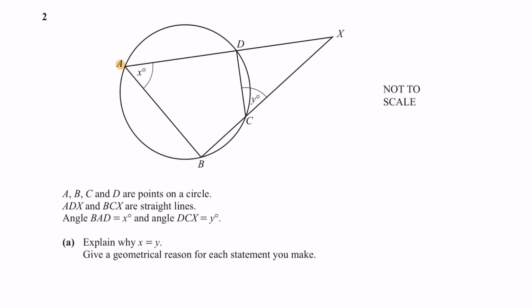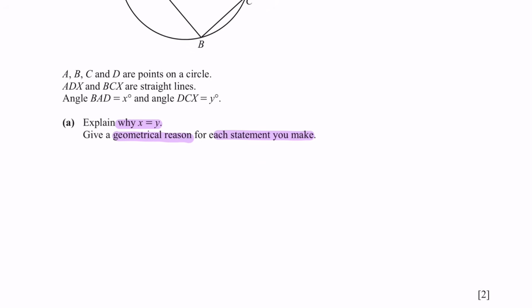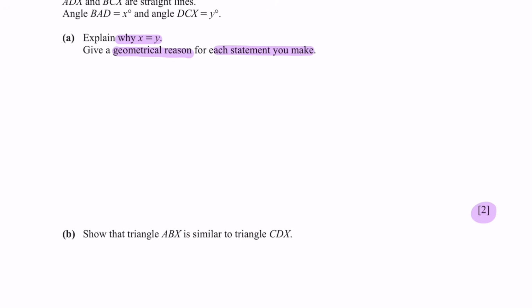Question 2. A, B, C, and D are points on a circle. ADX and BCX are straight lines. Angle BAD is equal to x degrees and angle DCX is equal to y degrees. Part A. Explain why x is equal to y. We need to give a geometrical reason for each statement you make. And we are given 2 marks for this question.